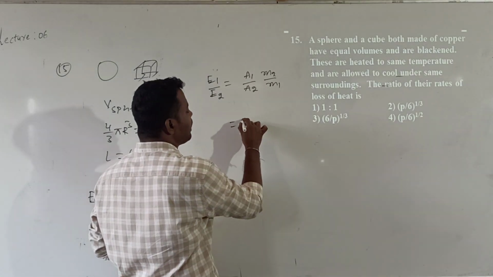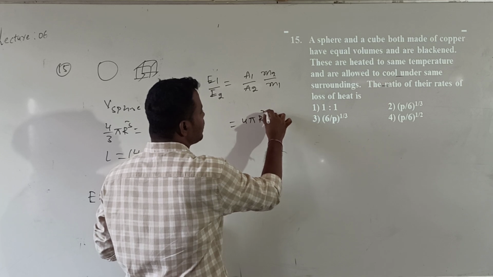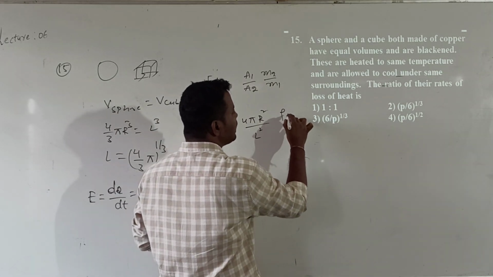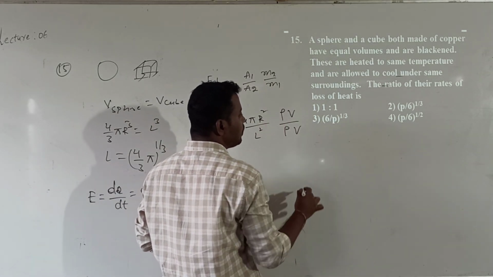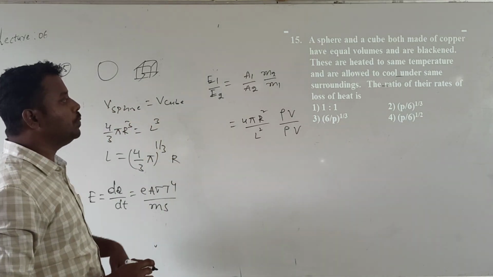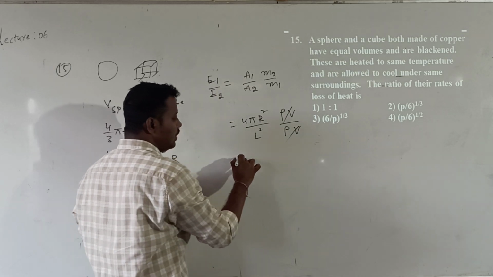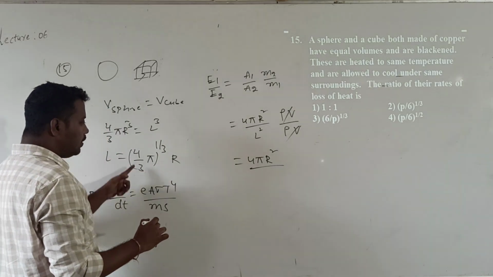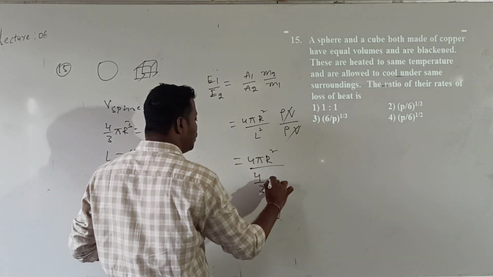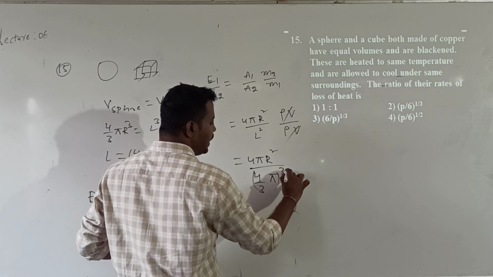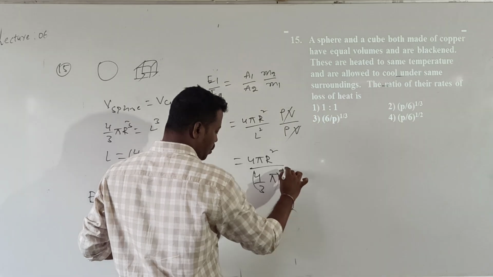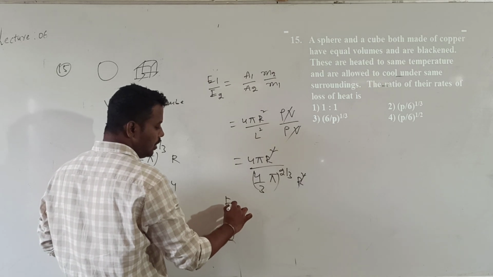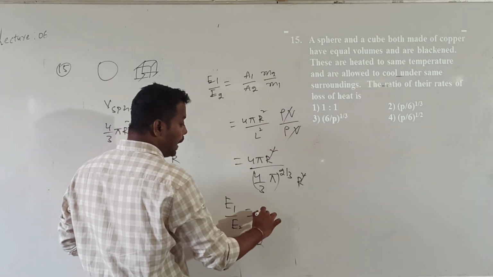So A1 for the sphere, area formula 4 pi into r square. A2 for the cube, area L square. Mass can be written as density into volume. But they have given the volume of the sphere and the volume of the cube are both the same, so this term will be cancelled. Then what can I write? 4 pi into r square divided by L square, L value this much. So that is 4 by 3 into pi whole power 3 by 2 or 2 by 3. 2 by 3 into r square cancel. So you simplify this, and E1 by E2 you get pi by 6.